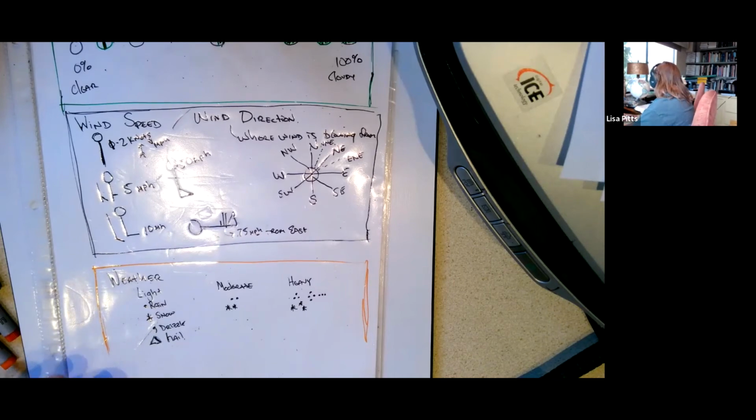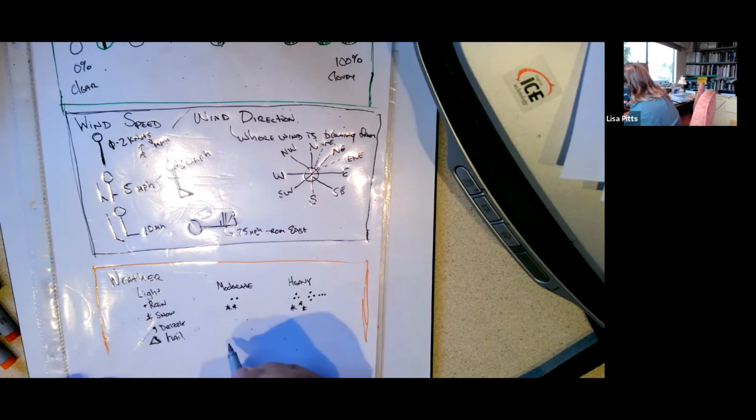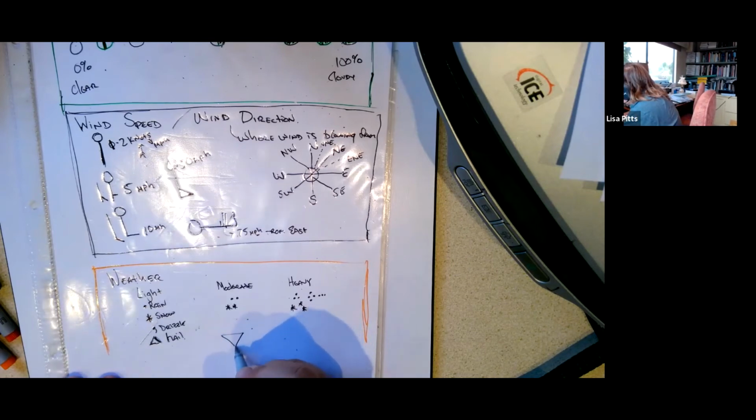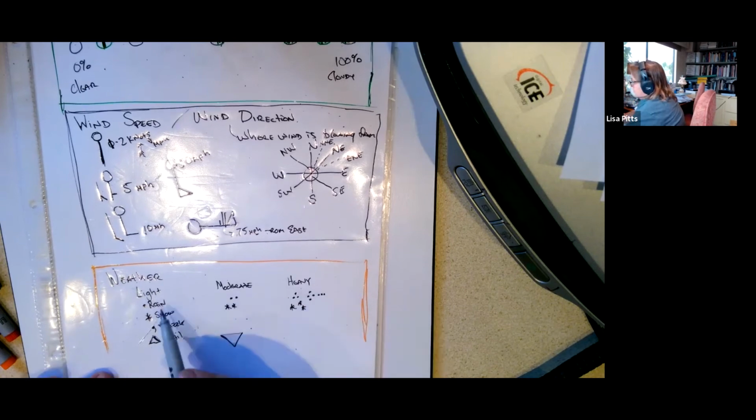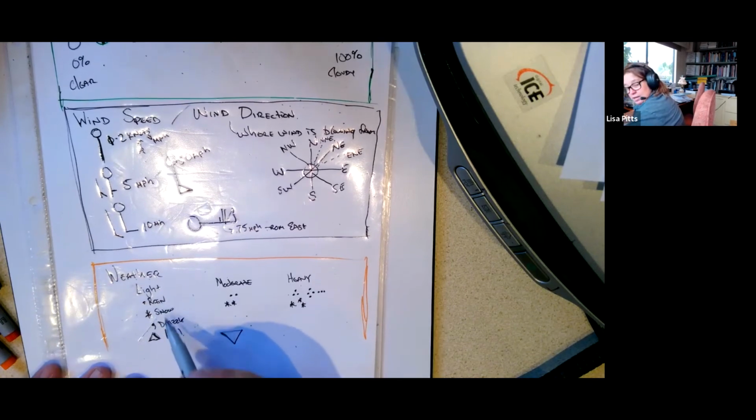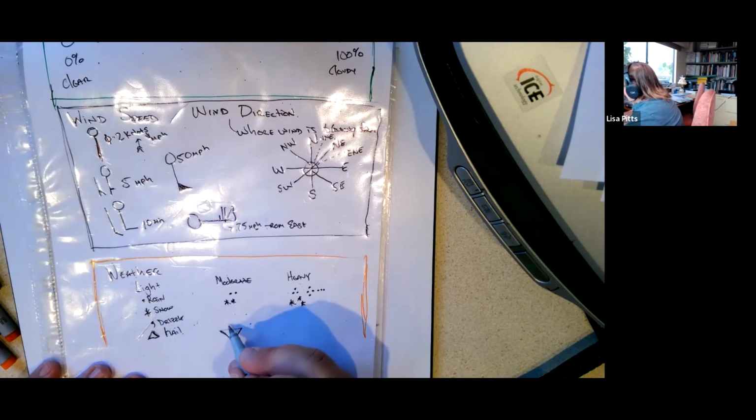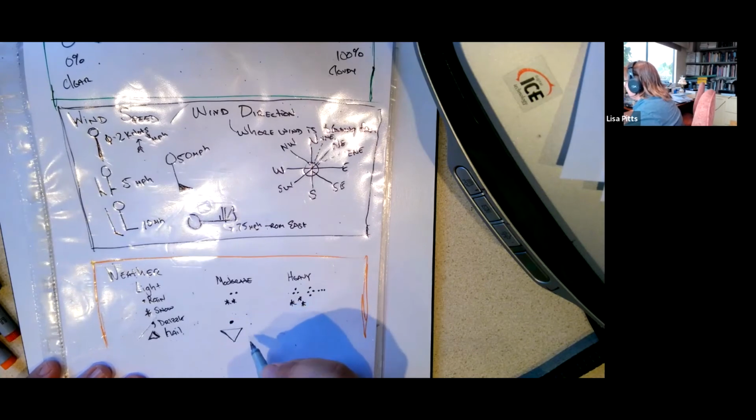So another symbol you might see is a triangle pointing down, and it would have one of these things on top of it. So if it had a little dot on top of it, that means it's a rain shower. So this just means shower.